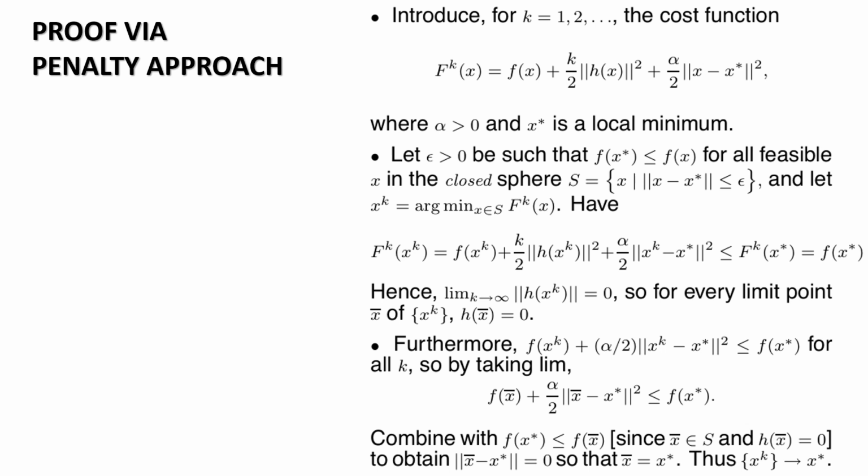Here we present a penalty method proof of the Lagrange multiplier theorem for equality constraint problems. It constructs a family of unconstrained cost functions that incorporate a quadratic penalty on constraint violation and a regularization term, to prove that minimizers converge to the solution of the constrained problem.